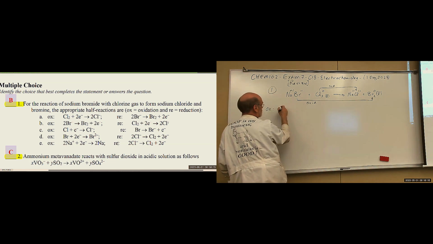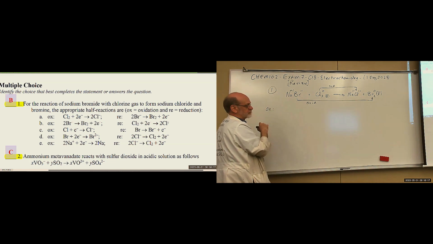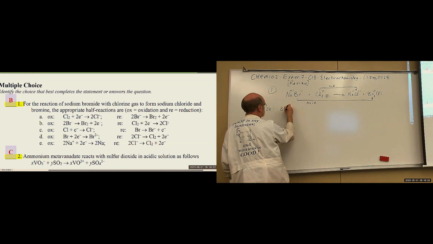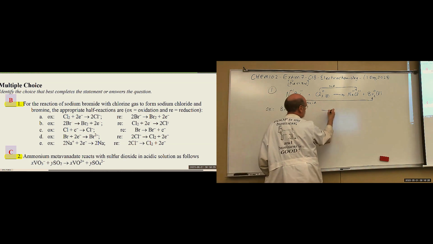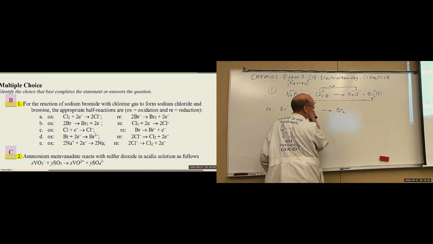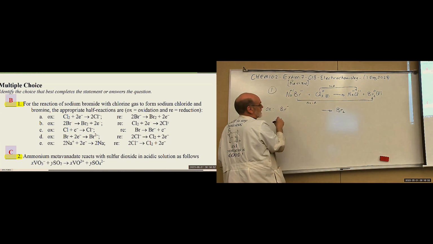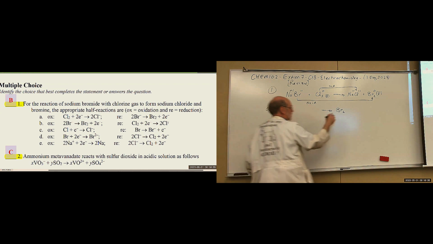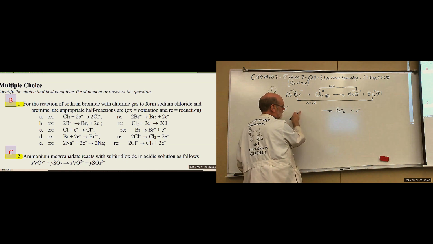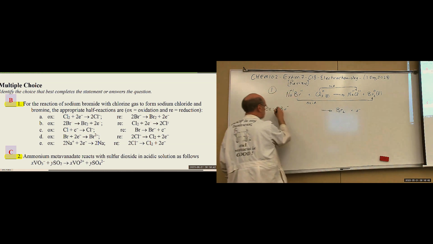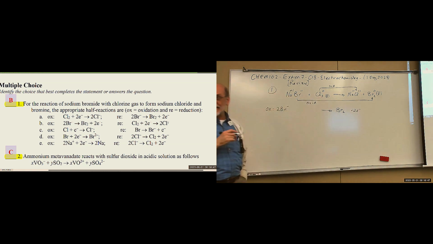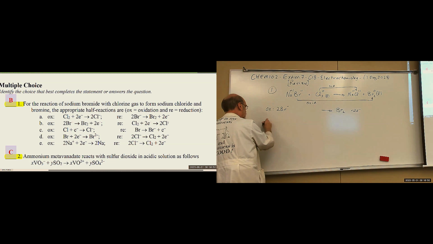So this is going to be the bromine ion, and it's going to be Br2. Okay, so if it's oxidized, it has to lose. That means the electrons have to be on this side. And that's 1 electron per bromine, but we've got 2 of them. So we need 2 here, and we need 2 there. Okay. All right. Reduction step.